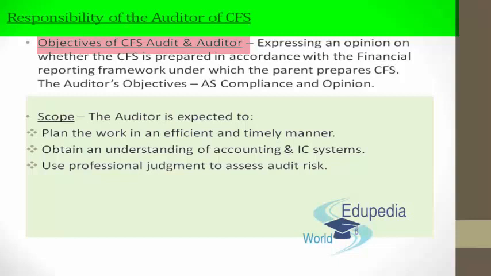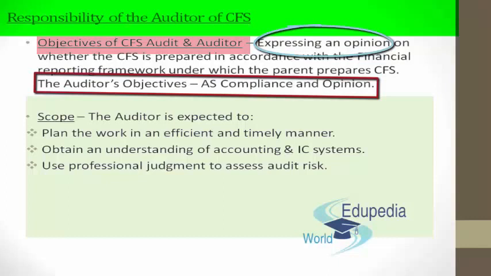So what is the auditor's responsibility? First of all, the auditor of CFS is basically responsible for expressing an opinion, okay, whether the CFS, that is the consolidated financial statements, is prepared in all material respects in accordance with the financial reporting framework under which the parent prepares the CFS or not. So technically, the auditor's objective in this audit of consolidated financial statements would be number 1, AS compliance. They have to identify and satisfy themselves as auditors that the consolidated financial statements have been prepared in accordance with AS 21, 23 and 27, if I talk about that. IFRS is something different, so I'm just talking about the AS compliance in that particular case.